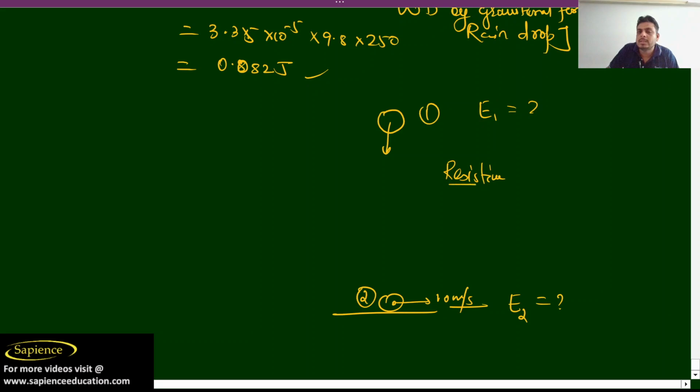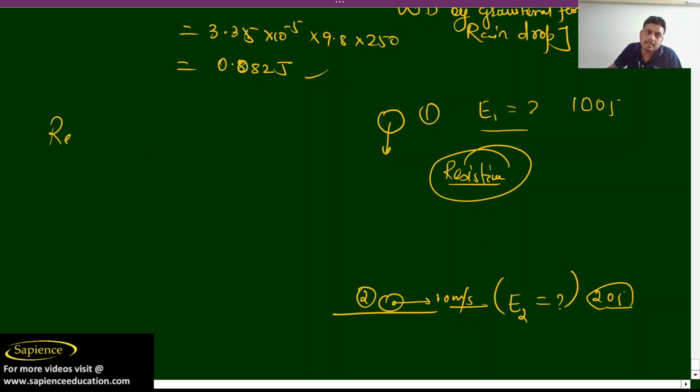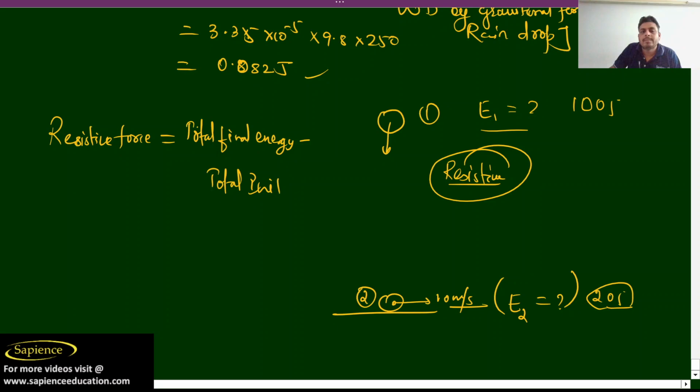Why am I telling you this? See here, for example, the energy at this point, total energy, is 100 joule, but at this point you will get 20 joule. So definitely, where did this 80 joule go? It went by a resistive force. So we will use this method to find the resistive force. So can we write here resistive force is equal to total final energy minus total initial energy. So we have to use total final energy minus initial energy.